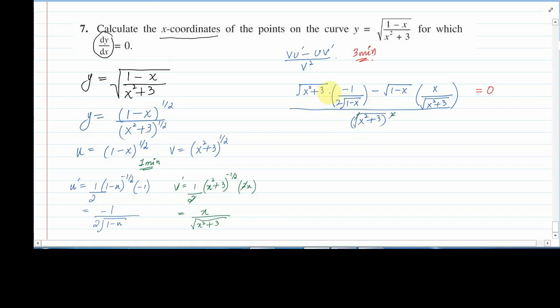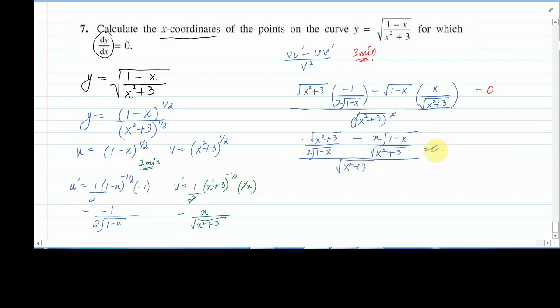So that will be equal to minus √(x² + 3) / (2√(1 − x)) − x√(1 − x) / √(x² + 3), all divided by √(x² + 3), equals 0.